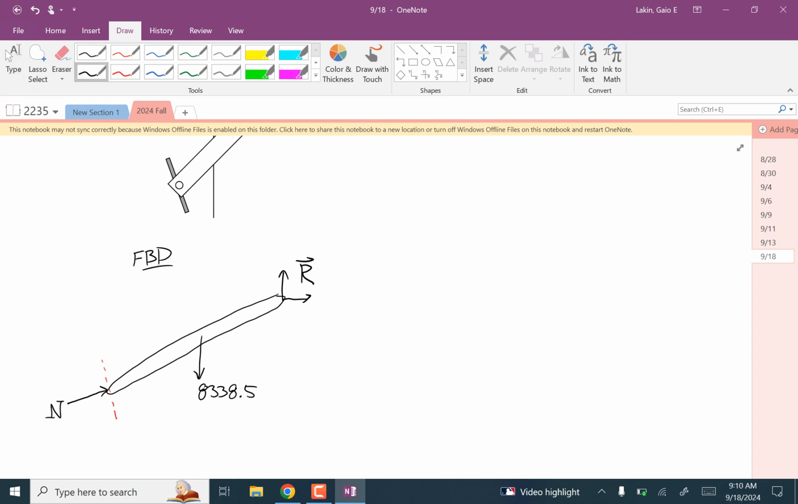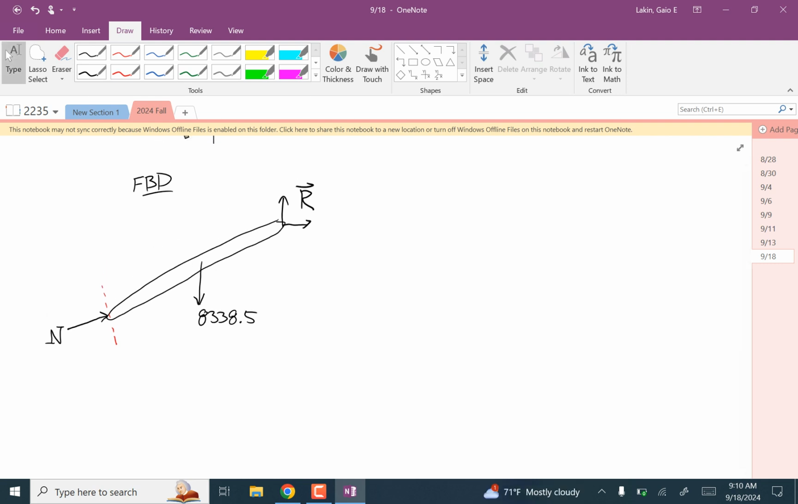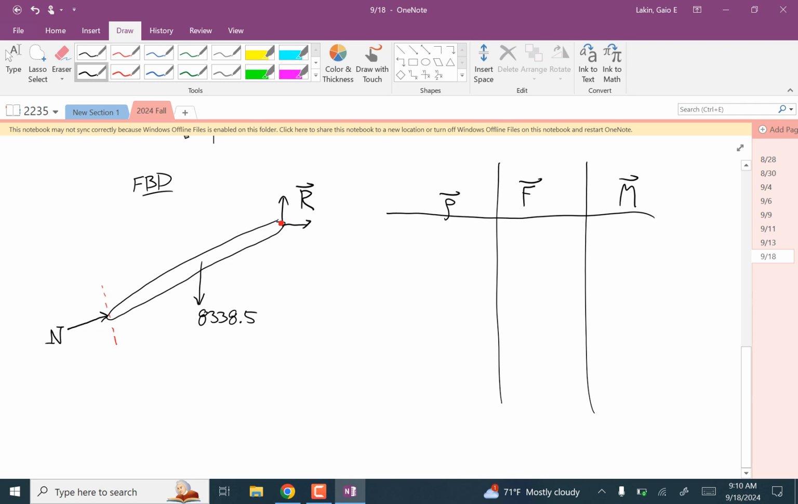Okay, so we got this. And I'm going to make my about point here. It doesn't matter where you put it. So first is this R force that's at the about point. So the row vector is 0. The force is Rx, Ry. Cross product is 0. Next, I'm going to do this N force. And I'll tell you in a second why I skipped the weight for now.